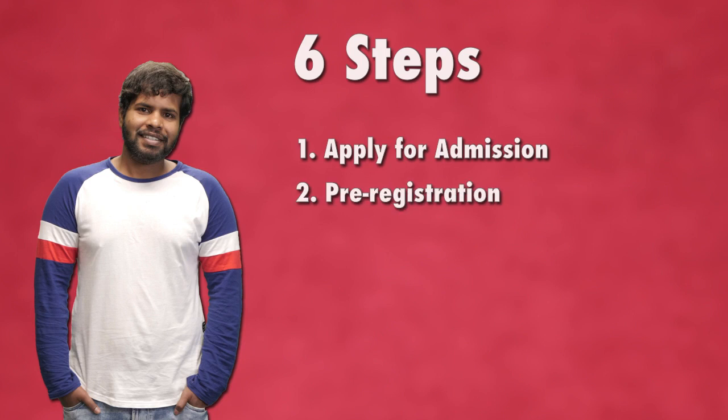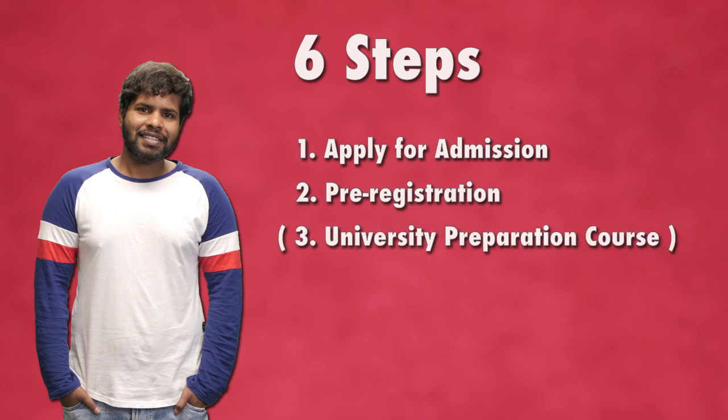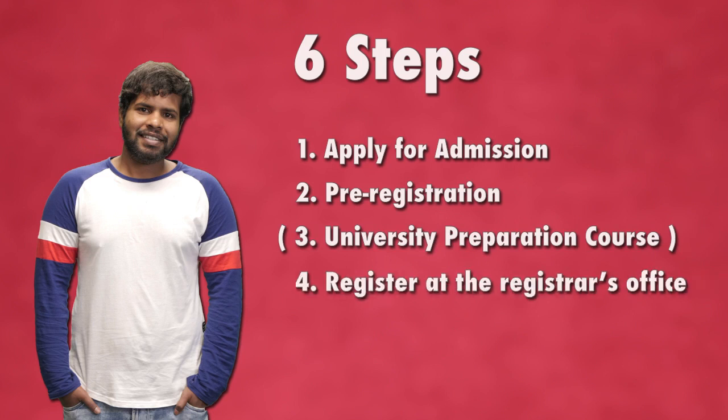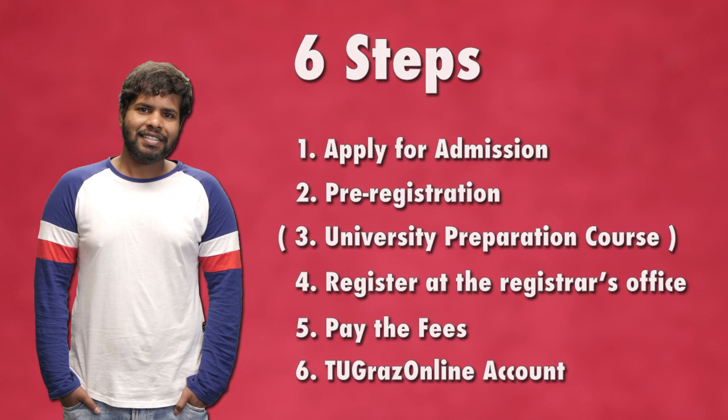In his letter of acceptance, Michael was informed that he needs to attend the university preparation course, referred to as the VGUH, before he can begin his studies. Therefore, he needs to register for the university preparation course as his next step. Fourth, register personally at the registrar's office at TU Graz. Fifth, pay his fees. And sixth, activate his TU Graz online student account.